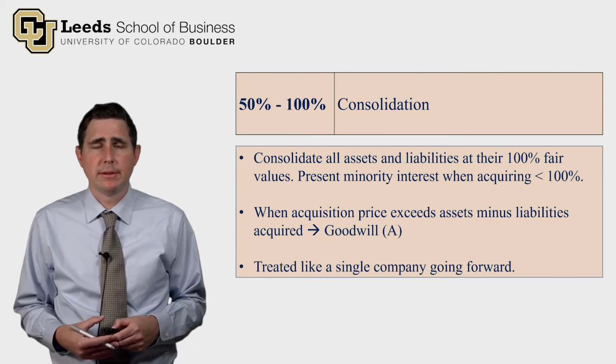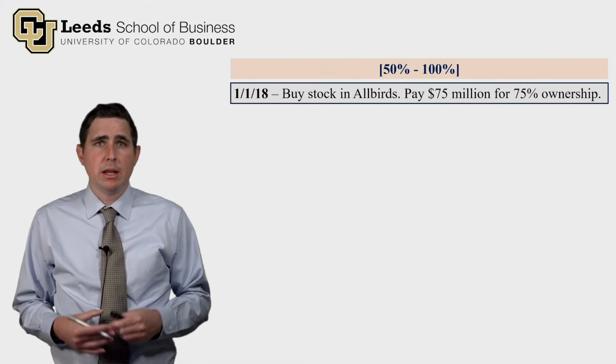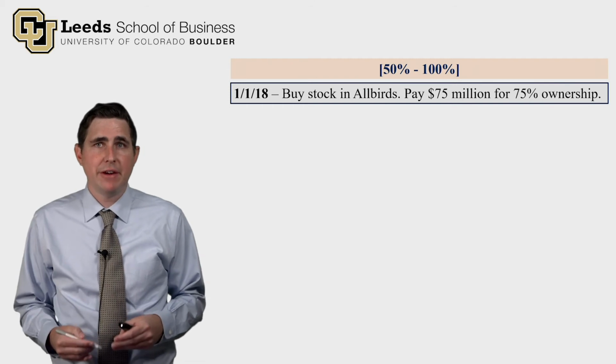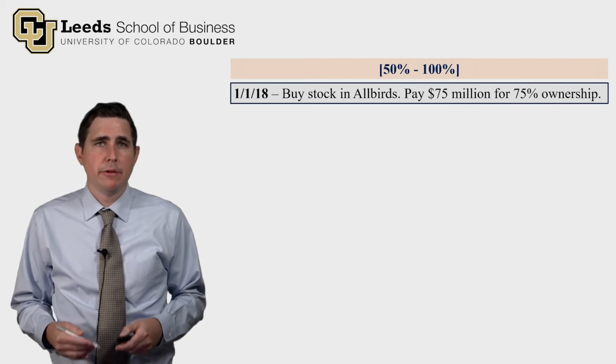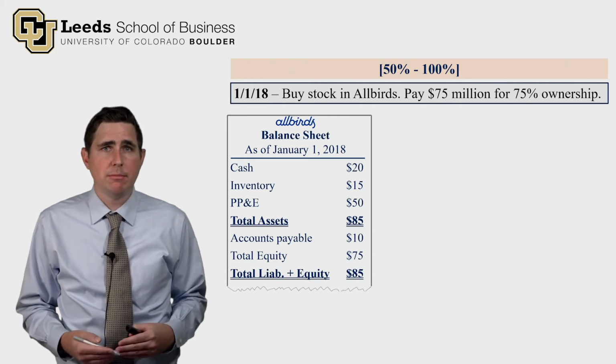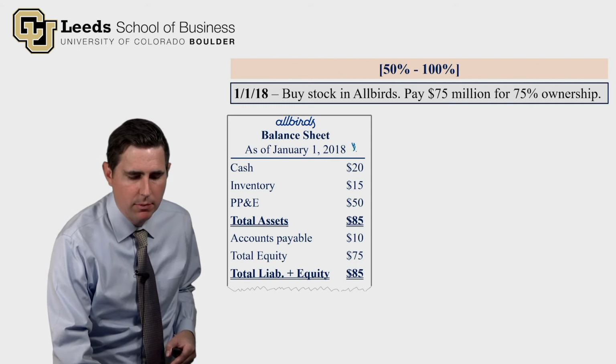So let's take a look at the Allbirds example. January 1st, 2018, let's buy stock in Allbirds, pay $75 million for 75% ownership. The first thing we do is let's see what we acquired. So here's the Allbirds balance sheet as of January 1st, 2018. And all these amounts are in millions.